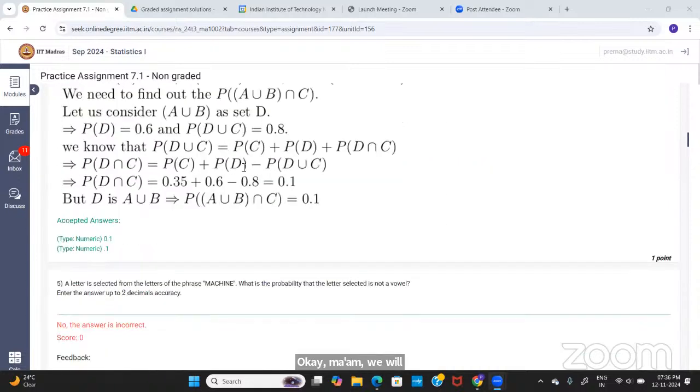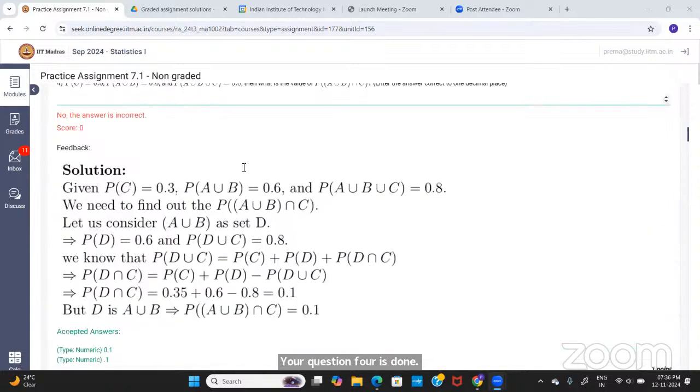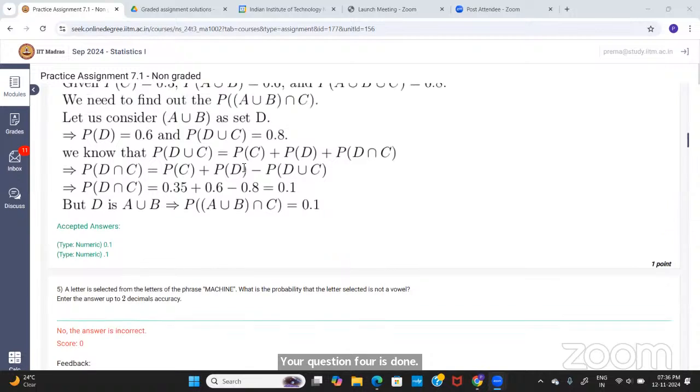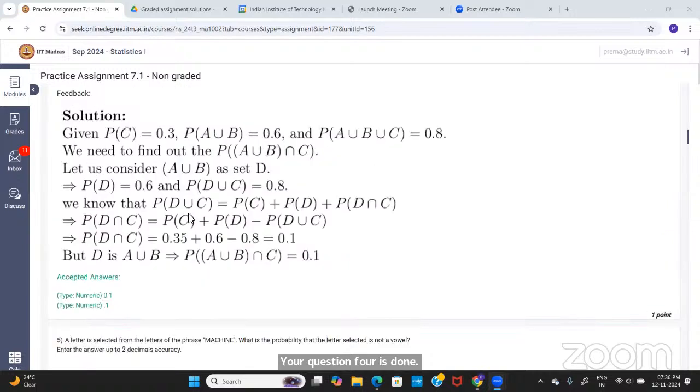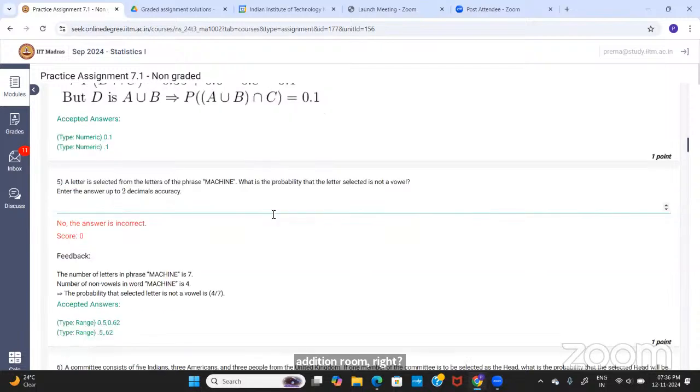Okay? Your question 4 is done. Yes, ma'am. It's very simple. A union B, we have considered it as set D, and then we have applied the addition rule, right? And you will get the answer as 0.1.